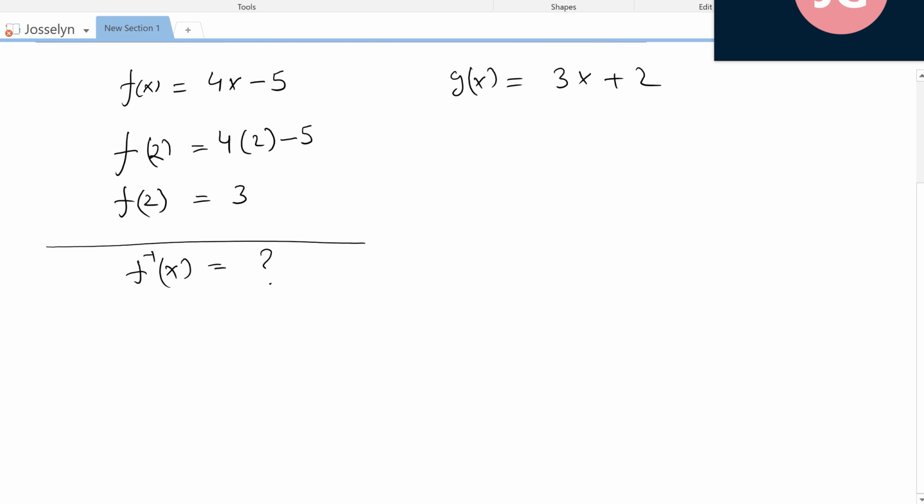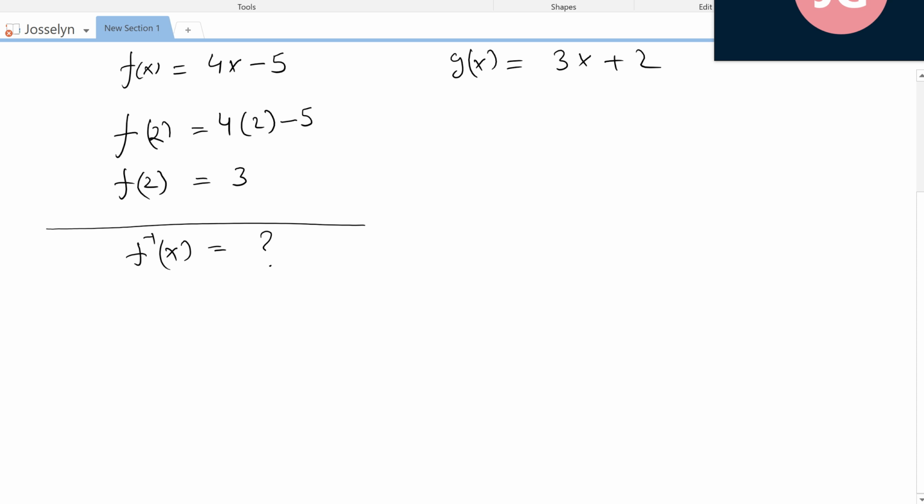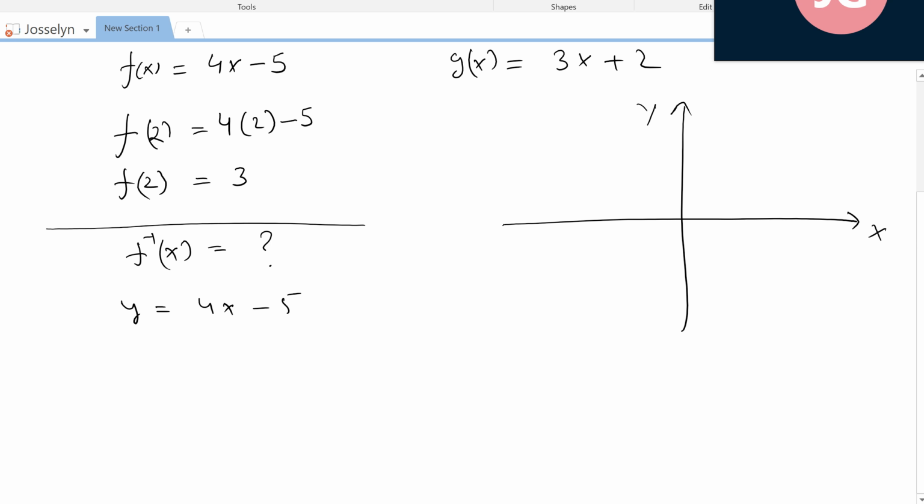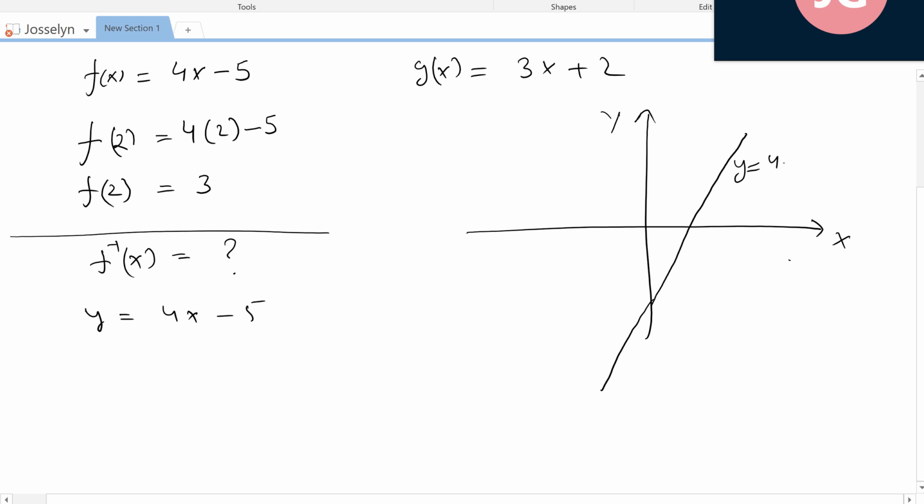So now we have to figure out that f inverse x. Now f of x is basically y. We also call it y, right? Because it's a relation of x and y. So you have some x values and then we have some y values. And this straight line is gonna look roughly like something like that, right? That is that line, the f of x. So y equals 4x minus 5. That's the same thing. Do you agree with that, Josselyn?